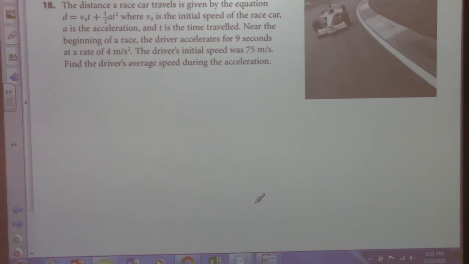So what we're given right now is we're trying to find a driver's average speed during the acceleration. So we have distance. What do you notice about this problem? We got a formula: distance equals v sub 0 t plus 1/2 at squared. V sub 0 is the initial speed of the race car. Anything you notice about this? It's a physics equation. It's kind of a physics thing, right? So it's an application, right?